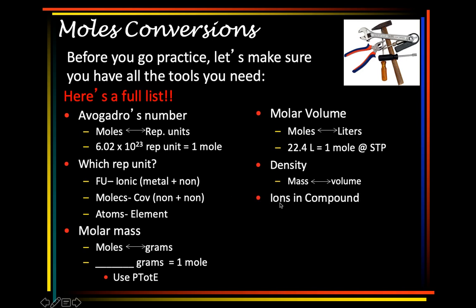And the other one you might be asked is about ions in a compound. Ions equal 1 formula unit. Sorry, this shouldn't be on here: Ions do not equal molecule. That is a typo. Ignore that. Ions equals 1 formula unit.